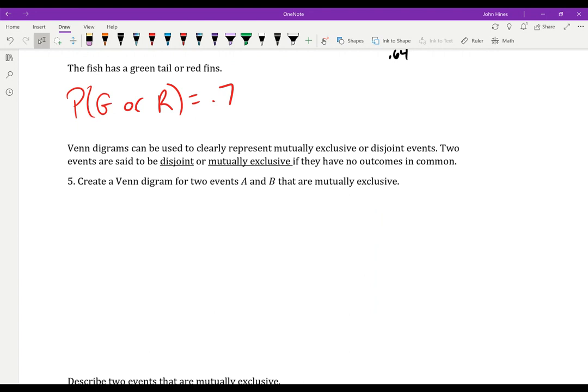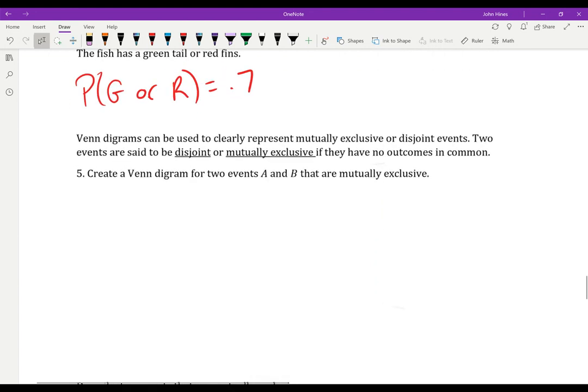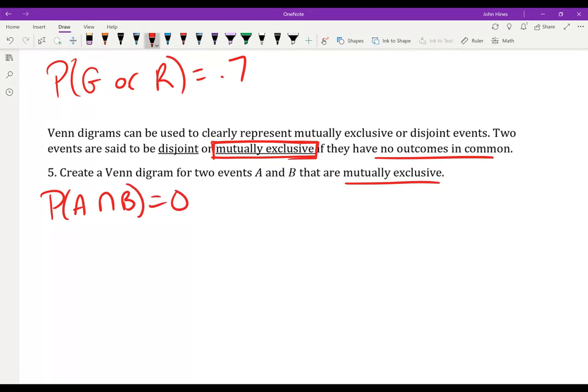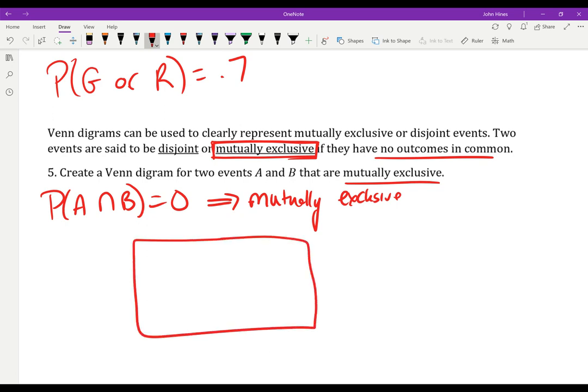I've got one definition, and then we are done. Two events are mutually exclusive. They're disjoint. They're mutually exclusive if they have no outcomes in common. So the probability of A and B equals 0. That means my events are mutually exclusive. They're disjoint. And it's really easy to see in Venn diagram form. There's A, there's B. What do you notice? There's no overlap. There's no intersection.